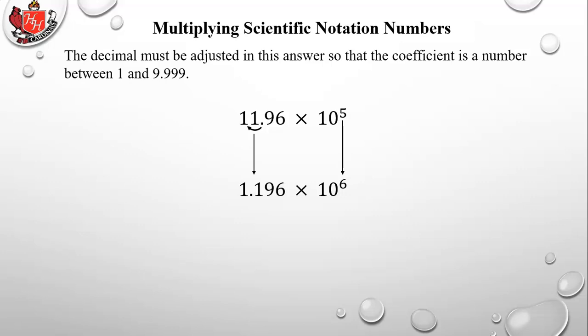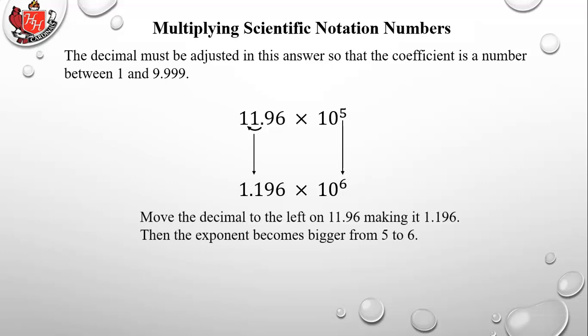So in going from 11.96 to 1.196, you've basically divided 11.96 by 10. 11.96 divided by 10 is 1.196. So what you need to do to offset that, to compensate for that, is to increase the exponent by 10 times. So going from 10 to the 5th to 10 to the 6th is an increase of 10 times. So you divided the coefficient by 10 times, you've multiplied the exponent by 10 times. So those exactly balance out. So the two numbers you see on the screen there are identical in value. 11.96 times 10 to the 5th is equal to 1.196 times 10 to the 6th.